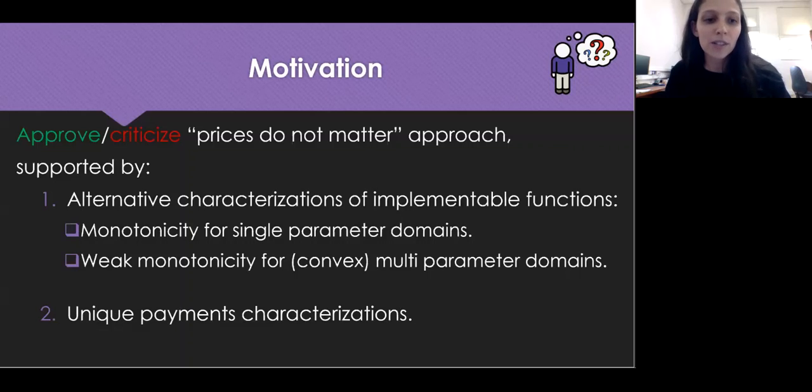And the second kind of results is that in many settings, functions have a unique payment scheme that implements them. For example, implementable functions whose domain is a connected set or a scalable domain satisfy this property. And these two kinds of results support the prices do not matter approach under the assumption that you get the prices for free when computing the function. And in this work, we investigate this assumption.